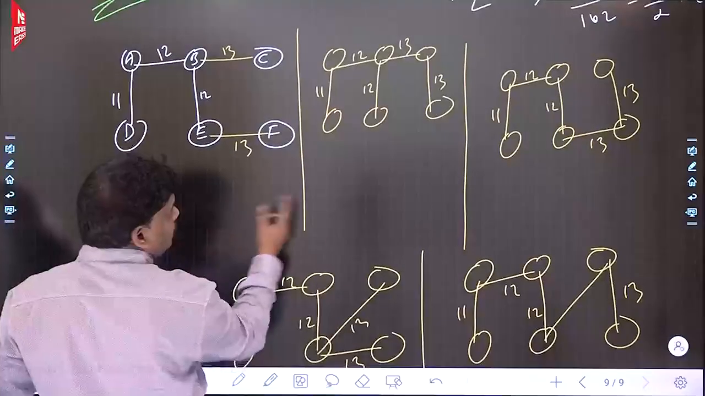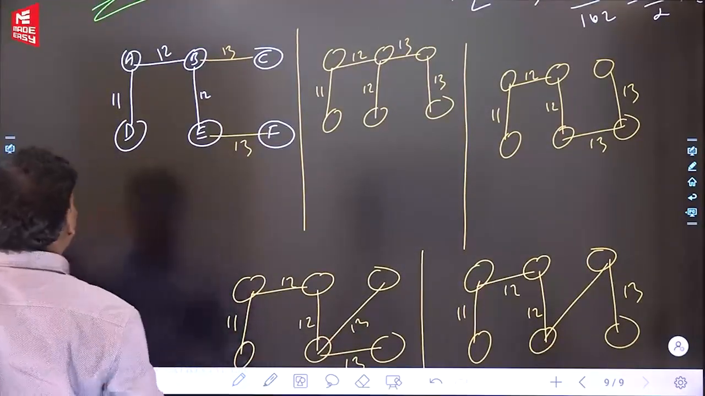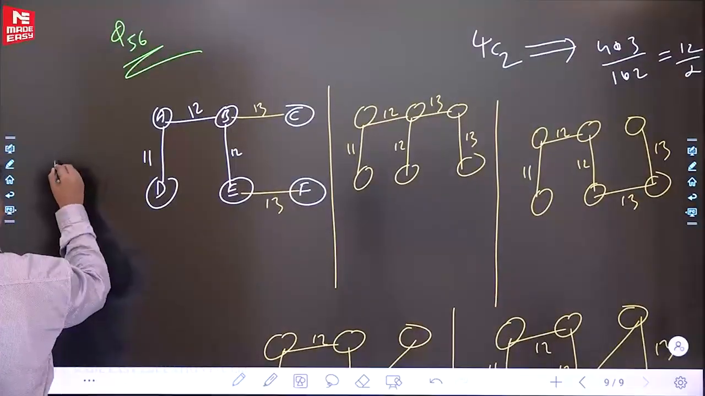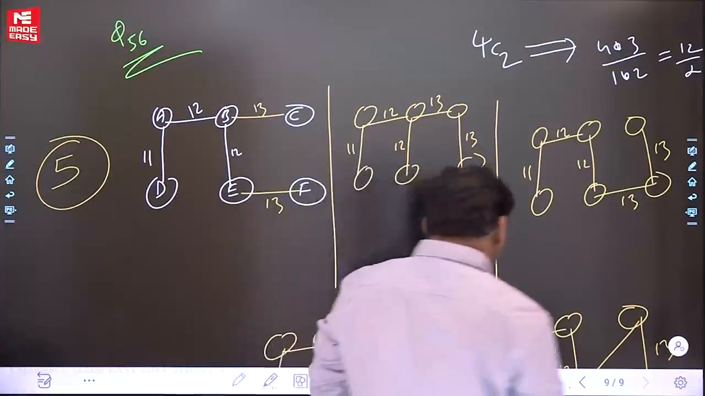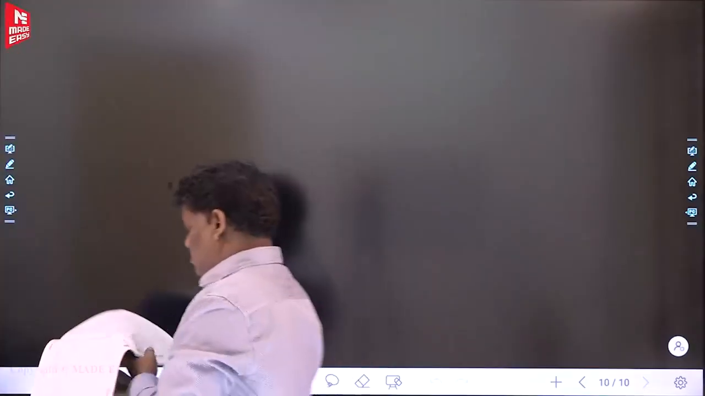You may not believe it, but I have written all 5 diagrams. So for question number 56, the answer is going to be 5. 5 MSTs are possible. Next, go to question number 57.